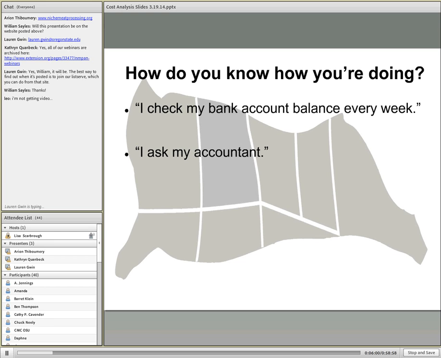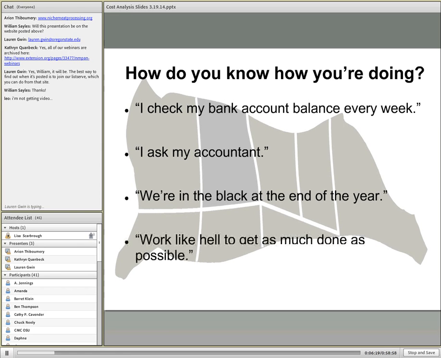I asked my accountant. That's also a pretty standard answer, and for a pretty small business, it's a reasonable answer. But what we're going to get to is even more actionable than just asking somebody how you're doing, because you want to know why, because the why is really important, because that lets you do things. So these are other answers. We're in the black at the end of the year, and this last one, my personal favorite: work like hell to get as much done as possible, and just hope for the best.